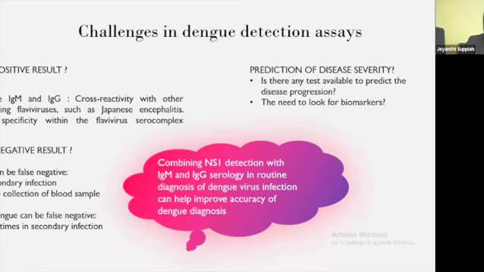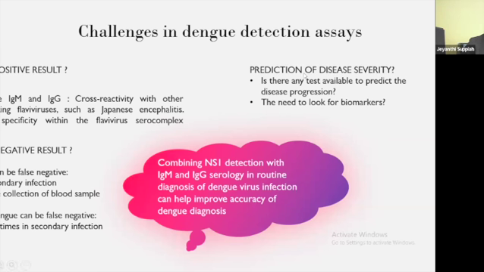What about a false negative result? So sometimes NS1 cannot be detected when the level is too low, especially in secondary infection and if the sample has been collected late. So we need the viremic phase to be maintained in order for you to detect the NS1. IgM can also be not detected. It could cause false negative, especially in secondary infection, whereby the titer of the IgG is much higher than IgM. So these are among the pitfalls, challenges in dengue detection assay.